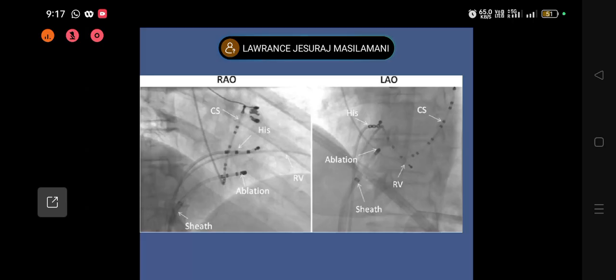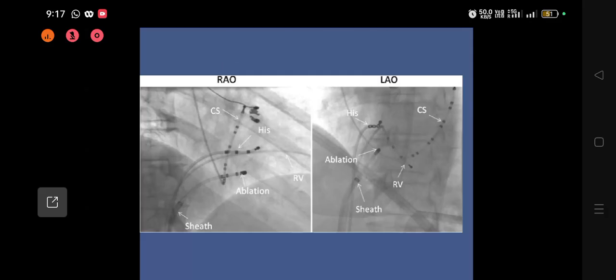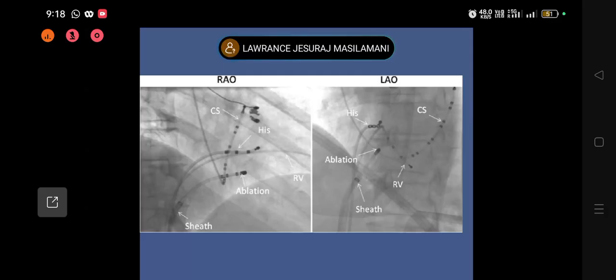Your catheter should face that, and you know very well the septal movement of your catheters. When your catheters are moving, you should observe the movement. It should be a septal movement. They should be fixed. There should not be a movement from septal to free wall, which is not a stable catheter.